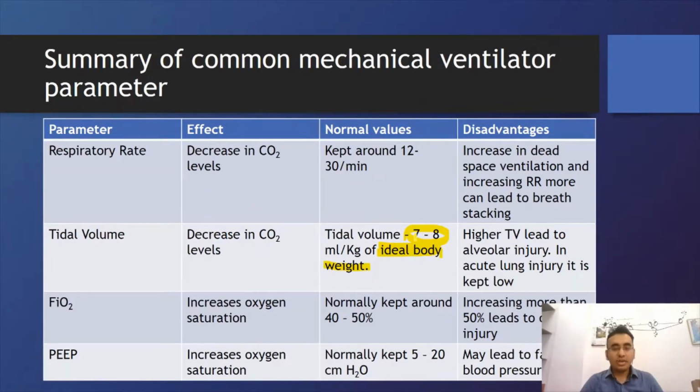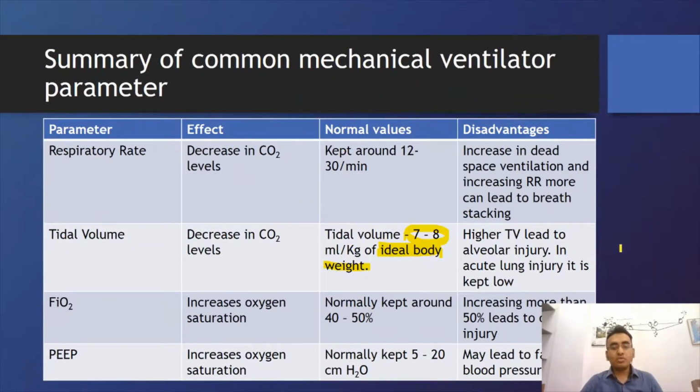7 fours are 280, so 280 mL of air will be way too little for that person, because our lung size is based on height. Let's say a person is 5'10"; you expect his weight should be around 70 kg. So what you should be giving is around 70 into 7, which is 490, or at least around 500 milliliters of tidal volume.